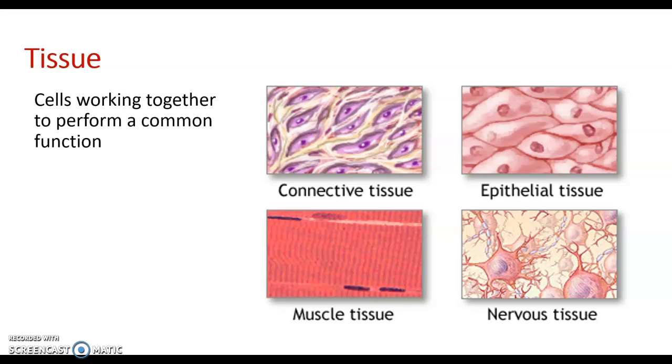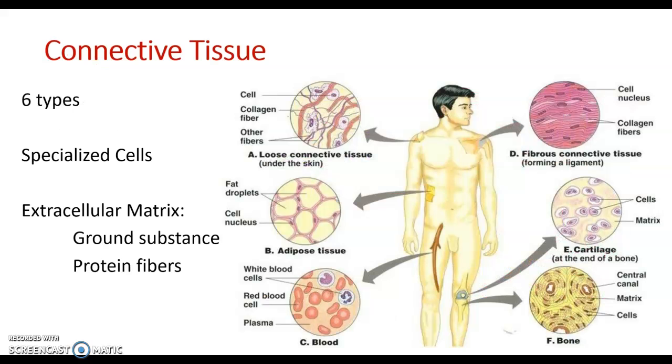We have muscle tissue, which makes movement possible and allows substances to move through our body. And then finally, we have nervous tissue, which is specialized to conduct nerve impulses from one part of the body to another. So that's like our body's form of communication. We're going to go through each of those types of tissue individually.